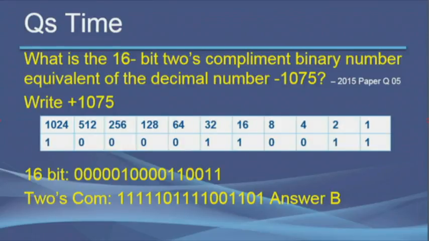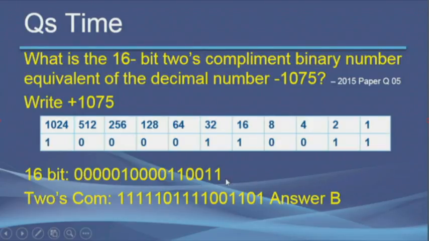So this is the 2015 question number 5. What is the 16-bit 2's complement binary number equivalent of the decimal number minus 1075? So you know the way and you can do it. First you have to write 1075. So you can see the binary values here, 1, 2, 4 up to 1024. When you have 16 bits, you have no issue, you have 16 bits to represent this. So to make 1075 you can allocate 1024, 32, 16, 2 and 1. So from here to here you can see like this, but we need 16 bits, therefore we have to put 5 zeros to the front.